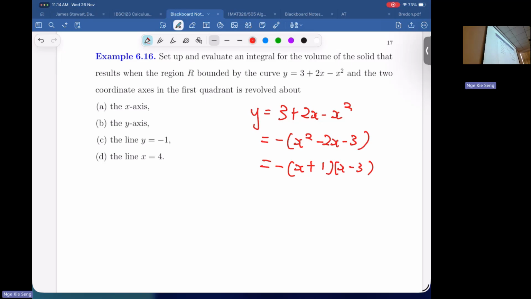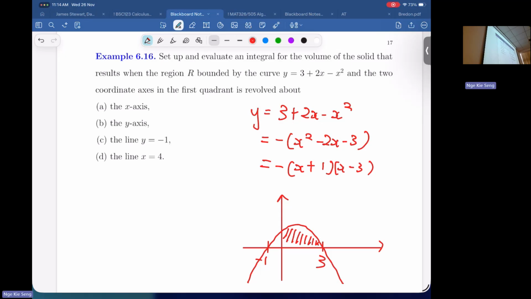So what does this shape look like? This quadratic has roots at -1 and 3, and it goes downward like that. This region is bounded by this graph, the x-axis and the y-axis in the first quadrant. So this is it.